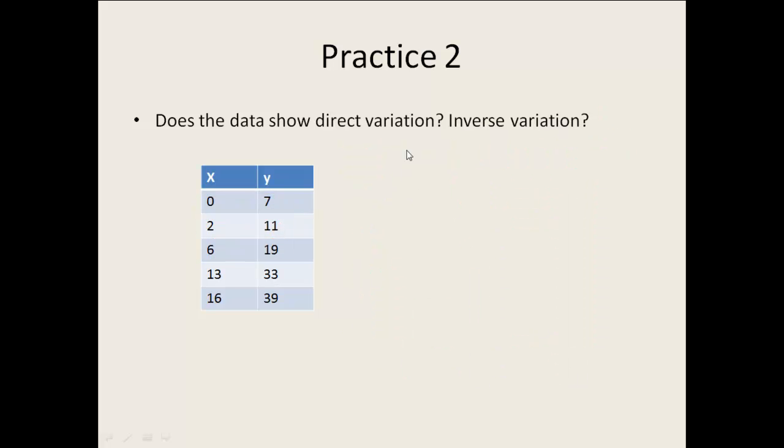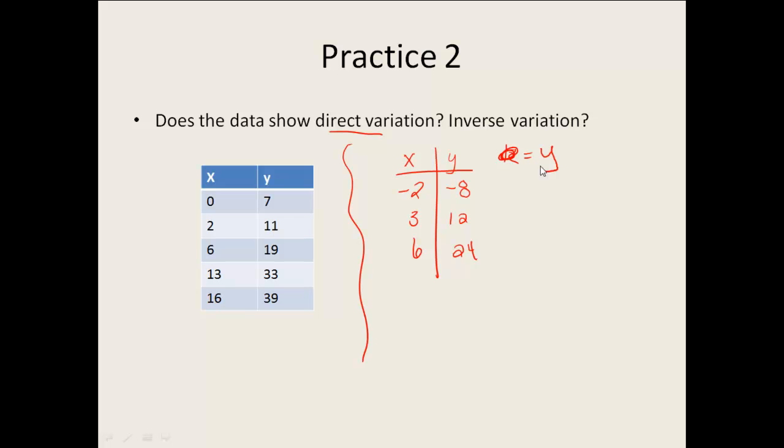Okay, I'll give you an example of a table of values that would show direct variation. Let's say I've got -2, 3, and 6. And then my y values, I'm going to have -8, 12, and 24. Now remember, my direct variation equation is y equals k times x. If I isolate my k again, I have to do y divided by x equals k.